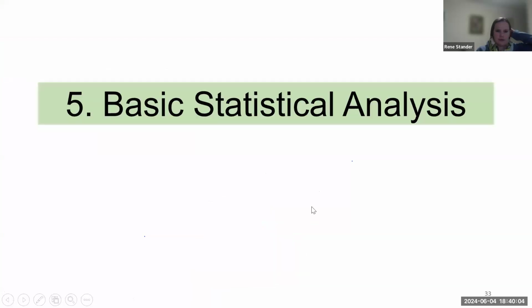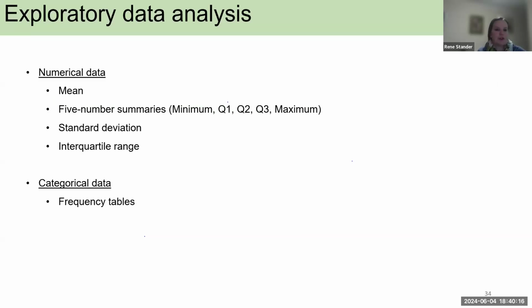Then the last part is the basic statistical analysis. So we're first going to look at some exploratory data analysis. So that is getting the mean, 5 number summaries, how to calculate a standard deviation, interquartile range, and the categorical data. I have just shown you how to do a frequency table. So I'm not going to do this in this part. Okay, so I'm going to focus on getting mean, 5 number summaries, standard deviation, and interquartile range. Okay.